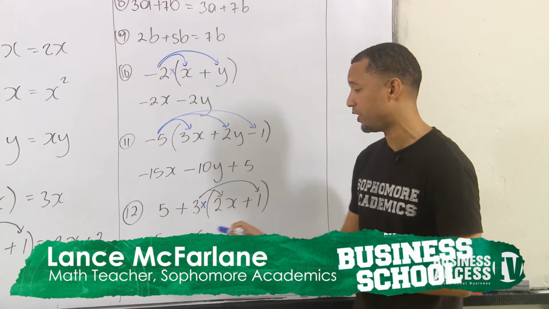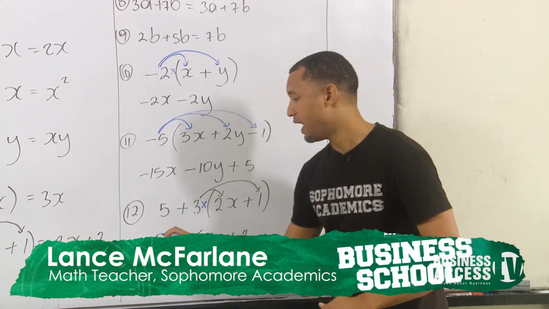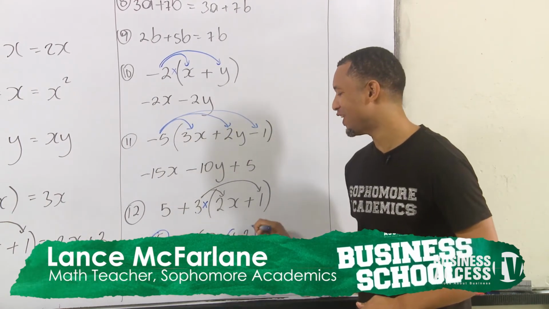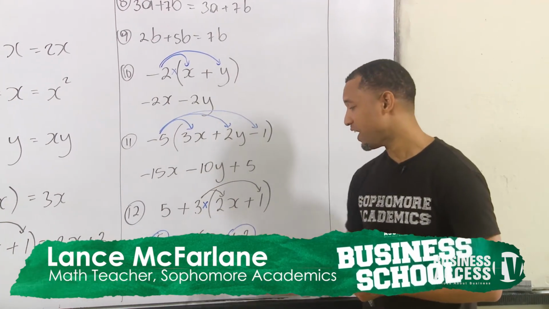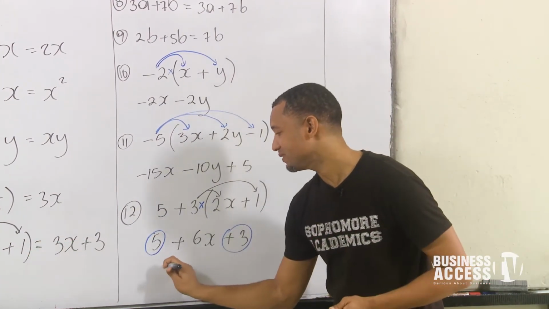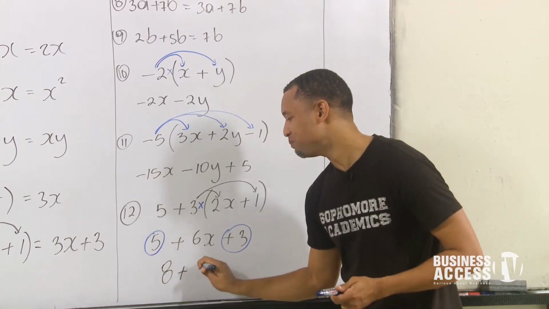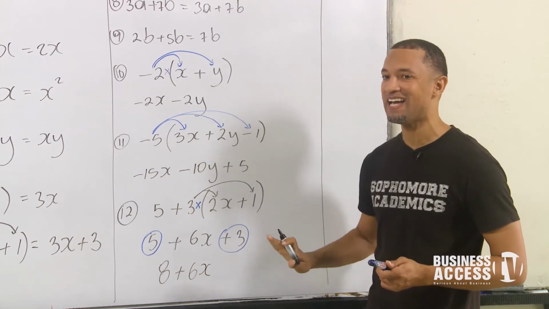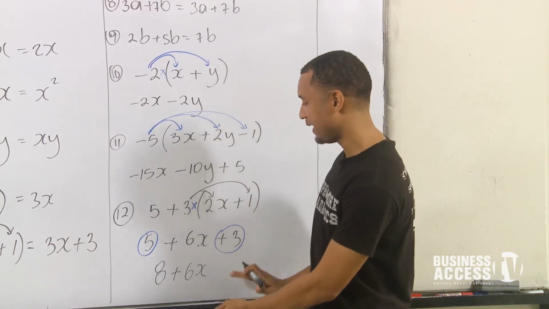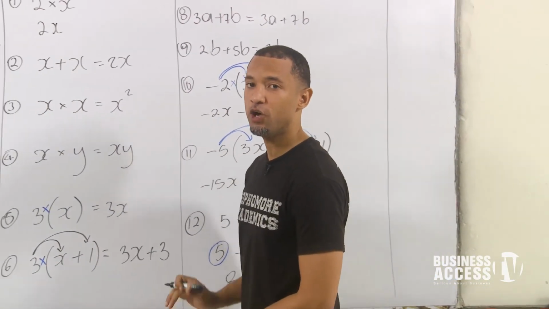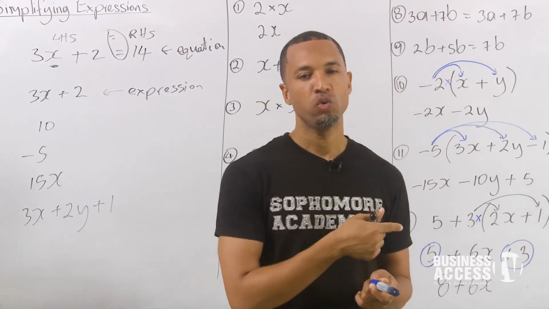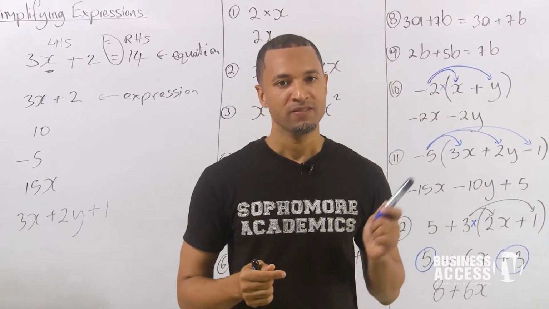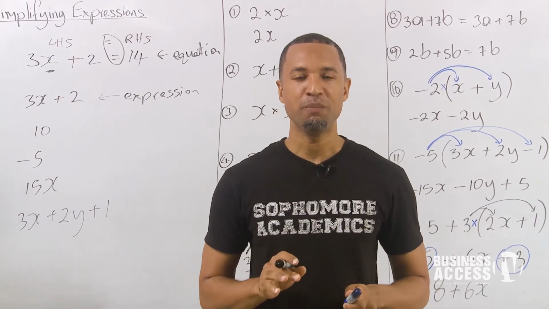And what do we have here in this expression? We have like terms that we need to further simplify. Guys, what is 5 plus 3? That is 8. So we end up having 8 plus 6x, ladies and gents, for our final answer in this situation. Now we're going to go for a break, ladies and gents, and when we come back, we will still be doing some more algebraic expressions, simplifying them.